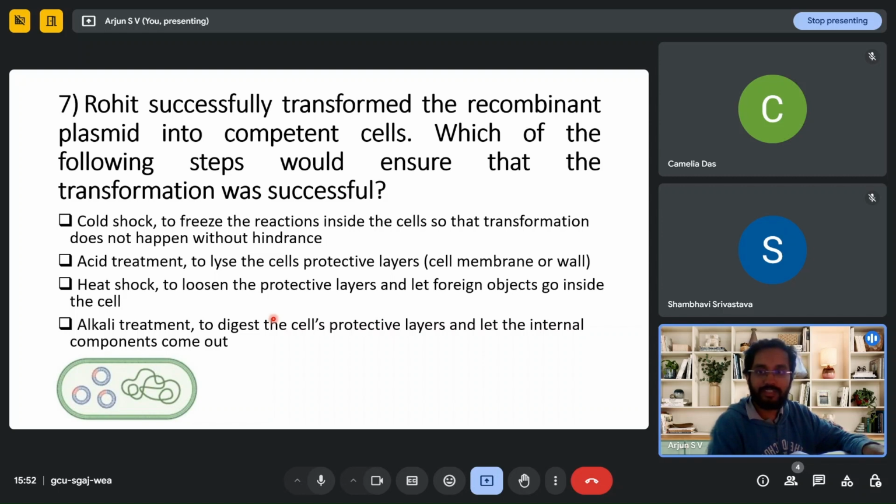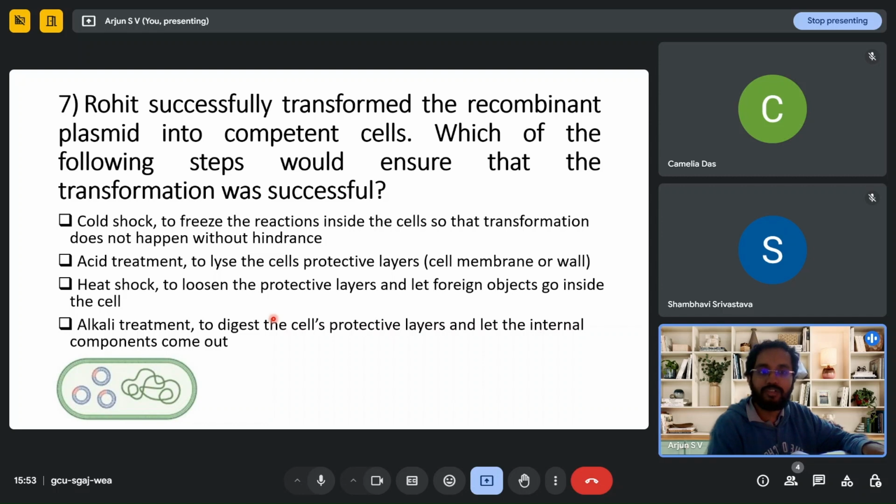So which one of them? And they have also given the reasons for each of the things. Cold shock is to freeze the reactions inside the cell so that the transformation does not happen without hindrance. Acid treatment they use to lyse the cell's protective layers. Heat shock to loosen the protective layers and let foreign objects go inside the cell. And alkali treatment to digest the cell's protective layers and let the internal components come out.